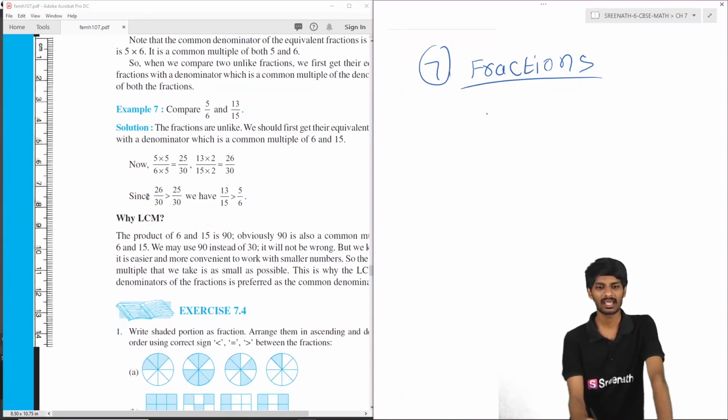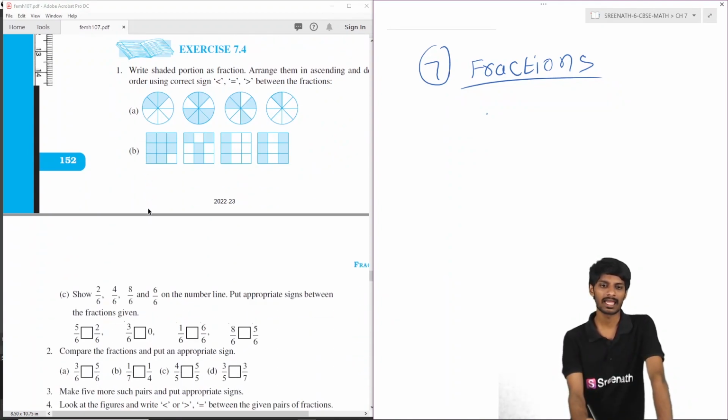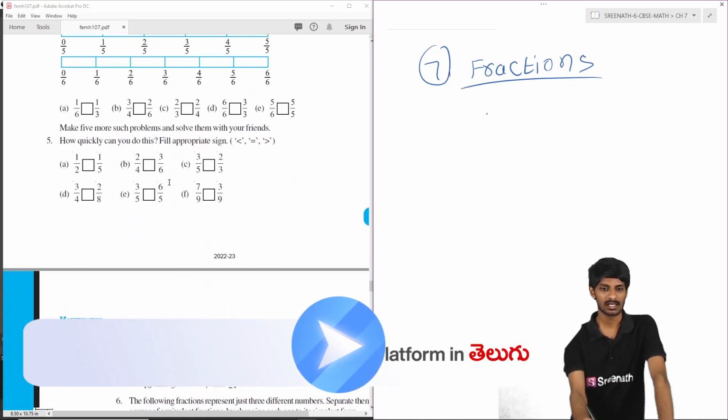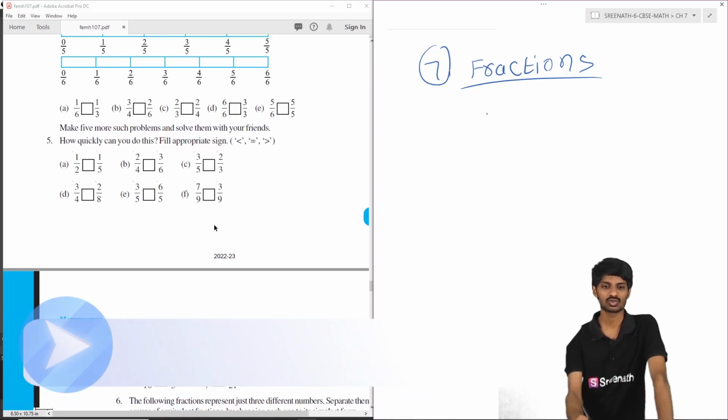In the middle there are some example problems you are going to do, students, but we will not deal with the exercise problems. Those will be explained separately and uploaded in future, students. If you really want the exercise problems to be uploaded by us, please let us know, students.